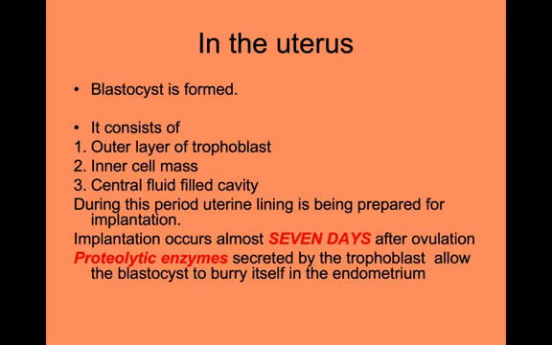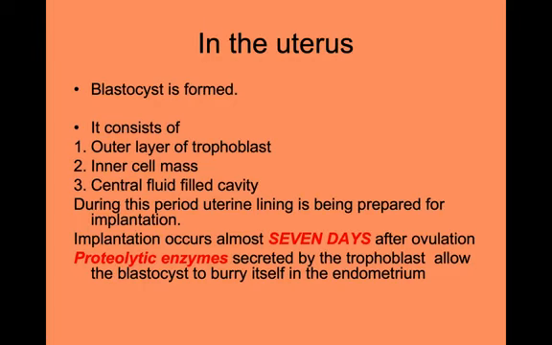Today we're going to study about the placenta and its functions. Up till now, you guys have studied about the blastocyst. Blastocyst consists of an outer layer of cells which are known as the trophoblasts. It is further divided into two types of cells, cytotrophoblast and syncytial trophoblast. Then there is an inner cell mass, and then they have the central fluid filled cavity.